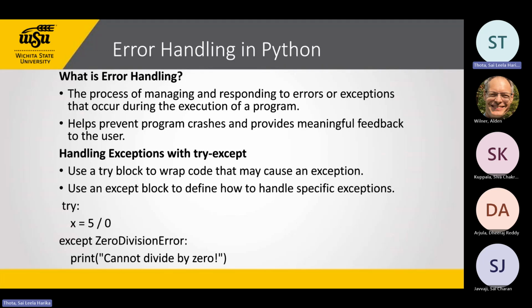And here in the except I mentioned ZeroDivisionError. So it simply prints cannot divide by zero. So if the user enters 0 in place of b, it simply prints cannot divide by 0. So one type of error handling is using the try block.